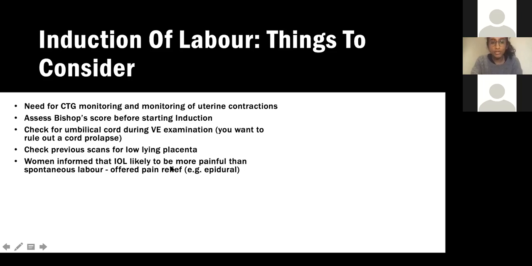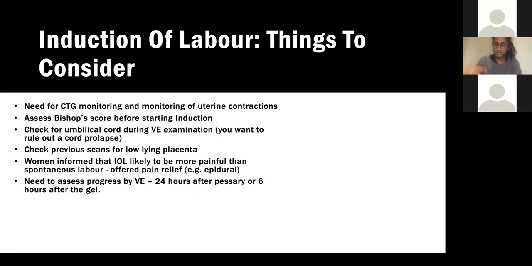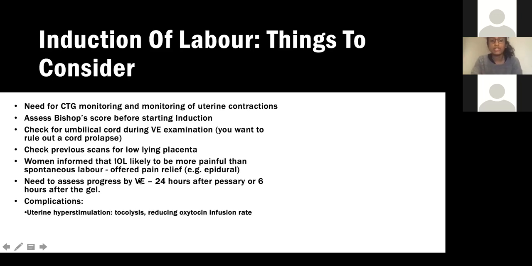Women should be informed that IOL or induction of labor is likely to be more painful than spontaneous labor. And they're often offered pain relief, so epidural. I think someone mentioned if you can have an epidural with an oxytocin infusion. Yeah, you definitely can. And women are often given the option for epidural because it is likely to be more painful, as I said. And you need to assess progress. When you put the pessary in, the pessary is a bit like a tampon, so it just sits in for 24 hours. So you want to assess them 24 hours after the pessary or 6 hours after the gel. And complications we've mentioned already, so you can get uterine hyperstimulation.